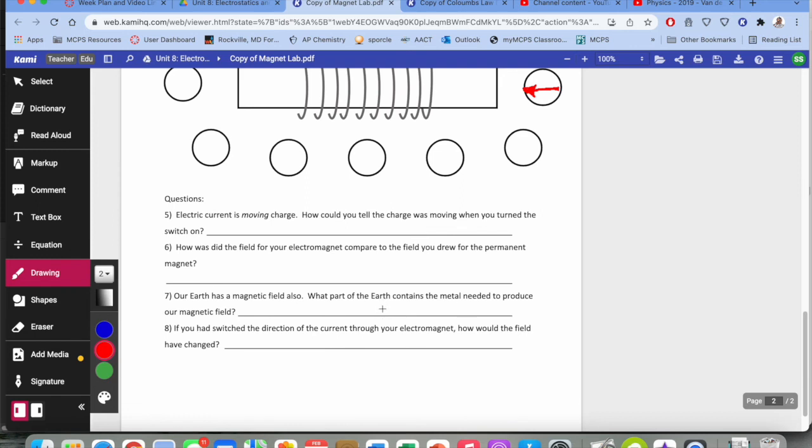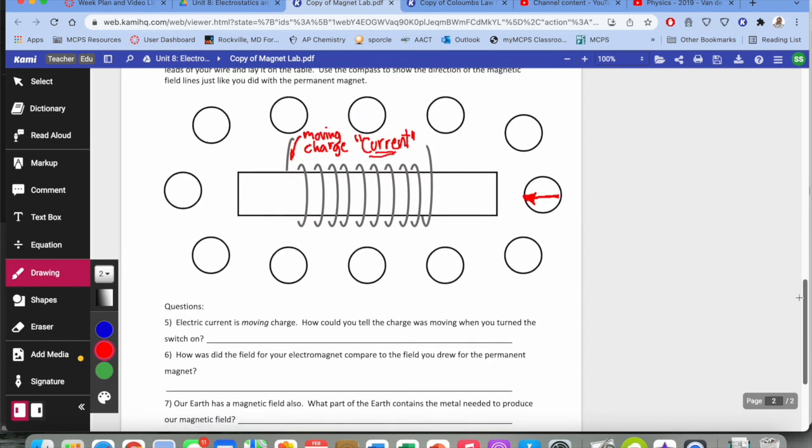In this one, looking back at stuff that we did first semester, you should know which part of the Earth contains the metal that you would need to make a permanent magnet, right? Because our Earth has a magnetic field. Compasses measure that. Which part of the Earth actually has a metal that could be magnetized? Right. And then lastly, just picture what would happen to our magnetic field here if instead of having the current going through the wire in this direction, we had the current going through the wire in the opposite direction if we just switched the leads of the battery. And that is it.